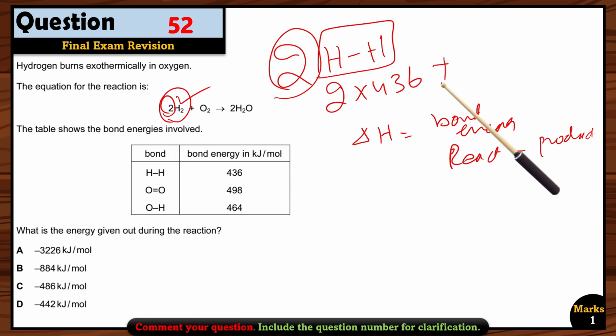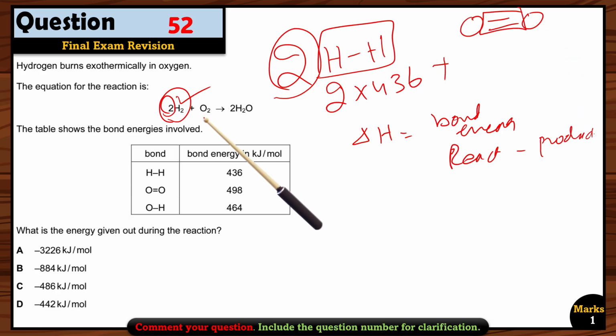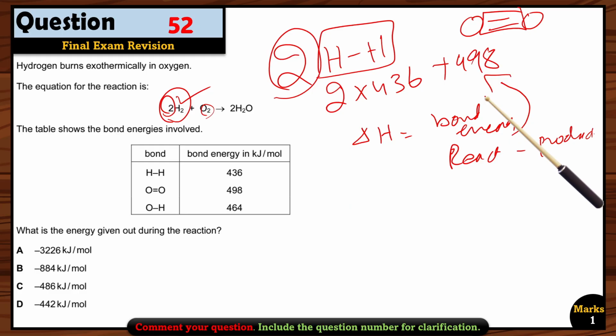And then how many oxygen bonds do you have? You have to draw the structure. So only one bond of oxygen. Don't get confused that you have two oxygens, so now you have two bonds. No, you have just one double bond of oxygen, that is 498. So this is the bond energy of the reactants. You have to calculate this one.